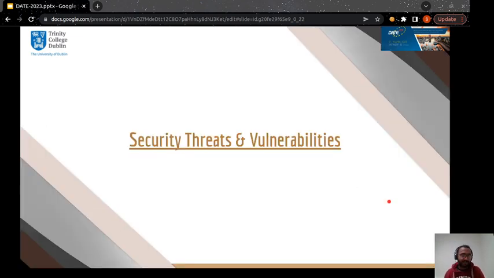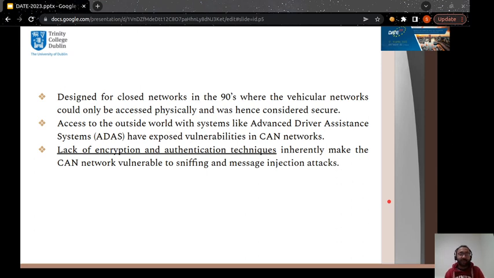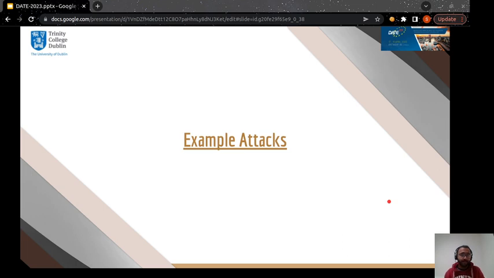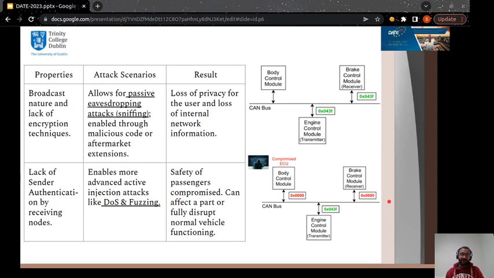What are its security threats and vulnerabilities? Controller area network was designed for closed networks. It was hence considered secure when it was initially deployed in vehicles. The increased connectivity to the outside world to enable ADAS applications, though, exposed vulnerabilities in this network. These can be exploited to gain access to critical vehicular components and can risk safety or loss of personal information for passengers. Now, attacks due to these certain properties are as follows.